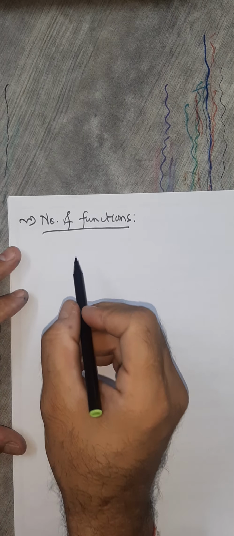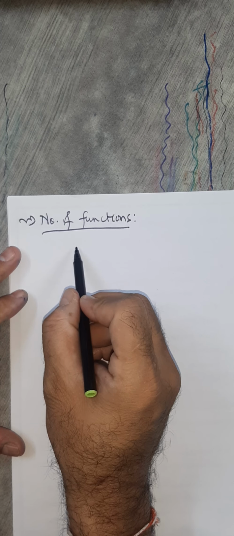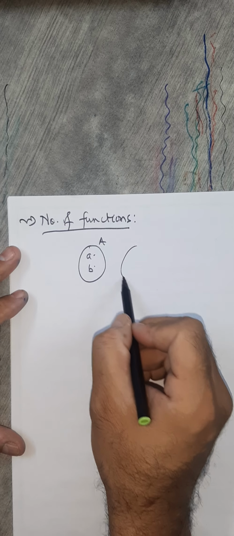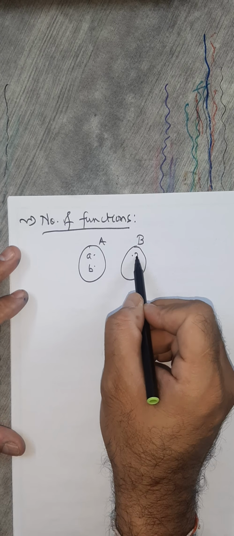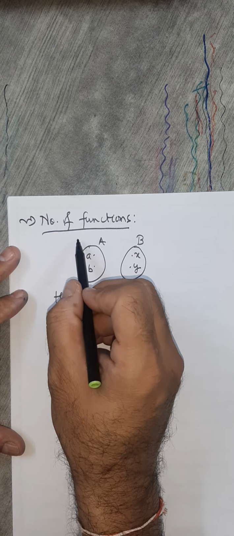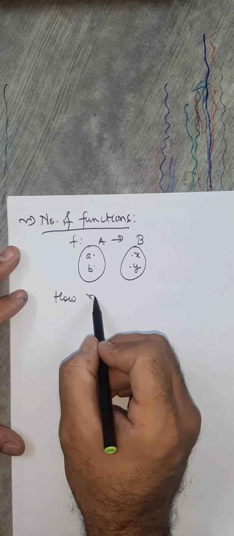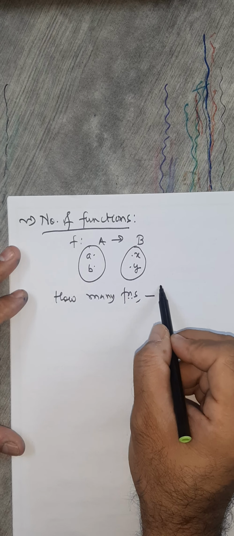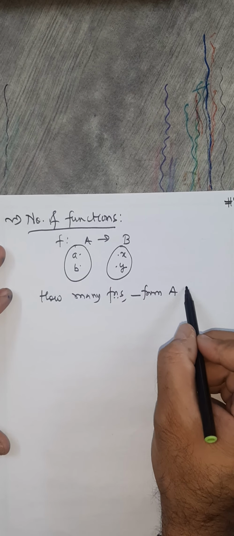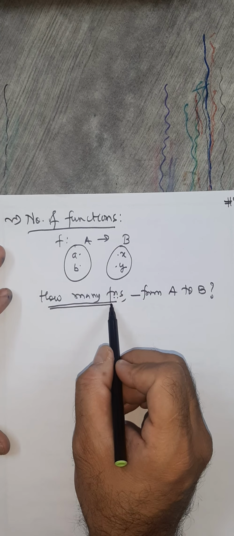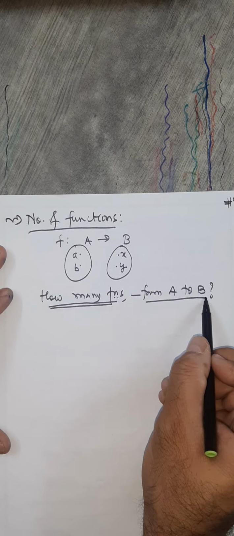Next, I want to write about the number of functions. See, if I start with a simple example, I have one set A with 2 members, a and b. The other set B, let's take x and y. So the question is, how many functions can you form from A to B? How many different functions can you form?